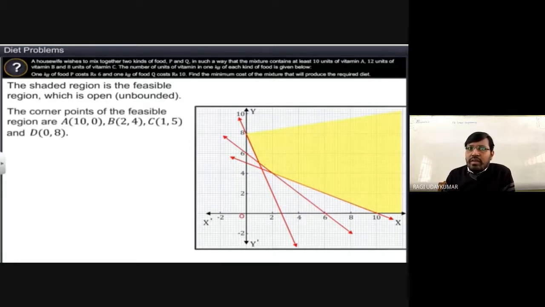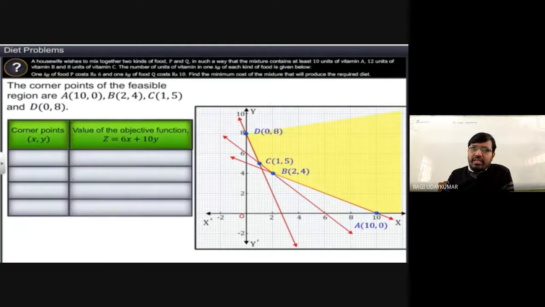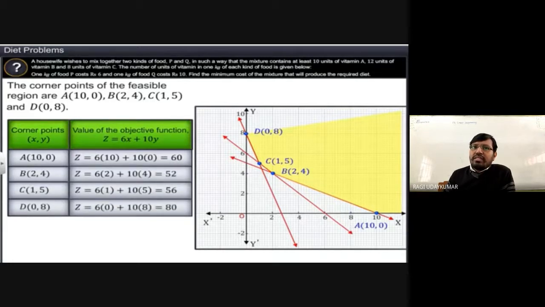The corner points are A (10, 0), B (2, 4), C (1, 5) and D (0, 8). You can easily find them on the graph. Marking on a graph is very essential here. So at the corner points x, y, we need to find the value of the objective function. At A it becomes 60. At point B, substitute B (2, 4), it becomes 52. At point C (1, 5), it is 56. At point D, it is 80. Where is the minimum coming? It is coming at point B.